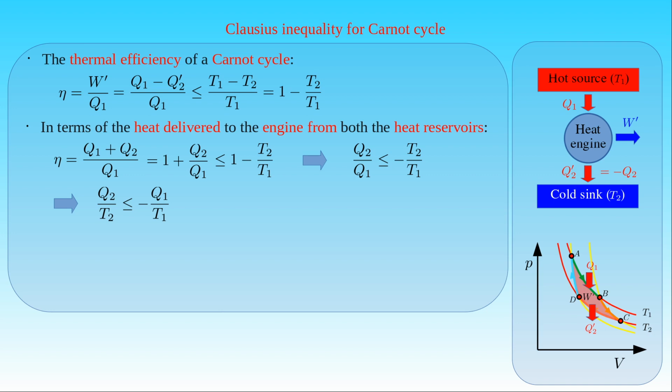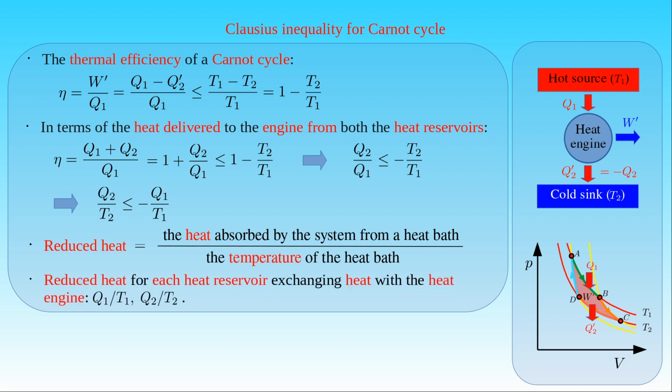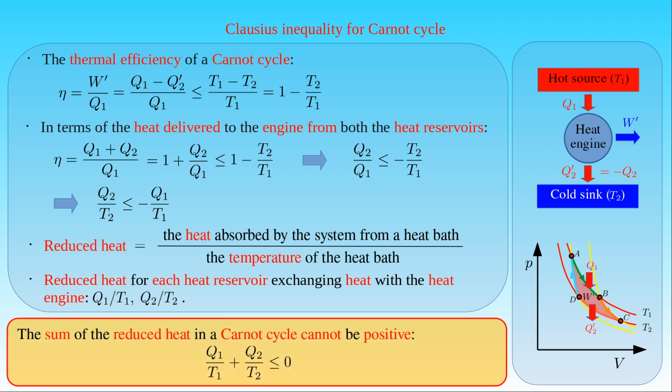Motivated by this fact, Clausius introduced the concept of reduced heat and defined it by the ratio of the heat absorbed from a heat bath in an isothermal process to the temperature of the heat bath. Then the ratios Q1 over T1 and Q2 over T2 are the reduced heat exchanged by the heat engine and the thermal reservoirs in the Carnot cycle, and Clausius inequality can be formulated as follows. The sum of the reduced heat in each isothermal step of the Carnot cycle cannot be greater than 0.